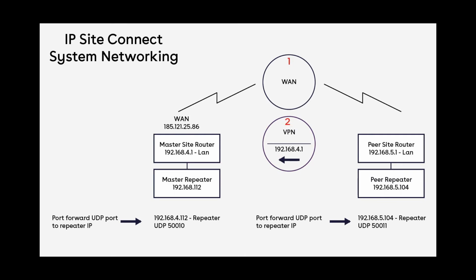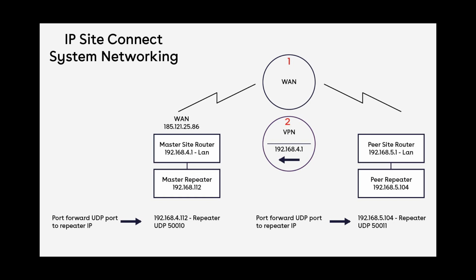So here is a simple diagram of the IP Site Connect system networking. As you can see, there are two fundamental ways in which this can be set up. The first is to point towards the master site's WAN IP address, and the second is by creating a VPN between the sites. If we look at number one, I have a typical WAN address here that you get from your ISP, which might be something like 185.121.25.86.